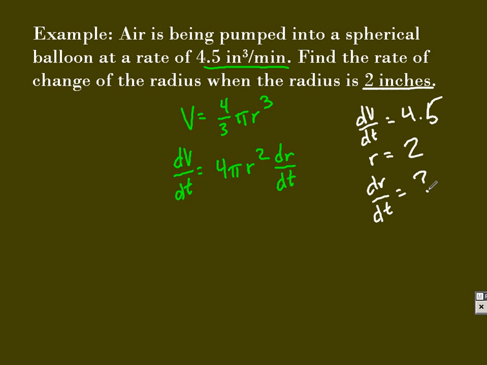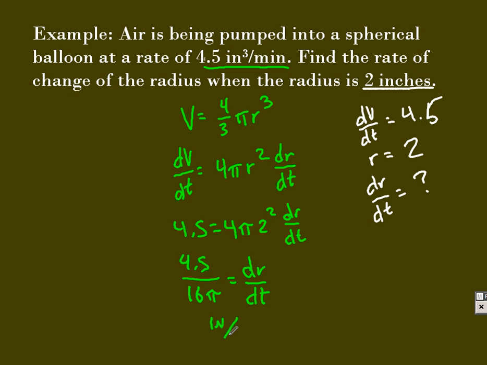So, now we can plug in everything that we do know. We have dV/dt is 4.5. Everything else stays the same. Pi, r is 2, so 2 squared, dr/dt. Simplify that, we're going to end up with 4.5 divided by 16 pi is equal to dr/dt. And that's fine, that can stay as your answer. I would like the unit though. This is how the radius is changing, so radius over time. The radius is in inches, and time is in minutes in this one, so inches per minute.